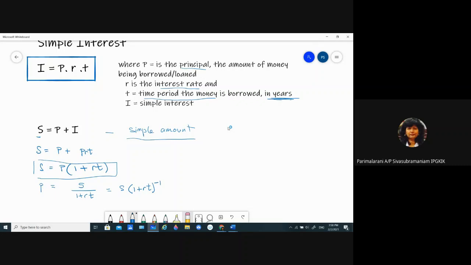So you must know these formulas. They are actually all the same thing, just rewritten in different ways. You must know that the interest is always PRT, principal times rate times time, and the sum that you're going to pay is the principal plus the interest, which can also be written as S equals P times 1 plus RT. From here, if you want to find the principal, then this is the formula. These formulas are all very, very important because we will use them interchangeably.